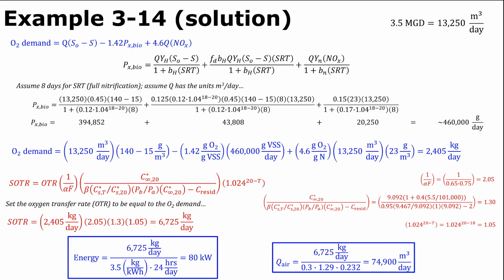All right, here you'll find the solution to example 3-14, showing the calculation of the oxygen demand based on the value of Px,bio, and then the calculation of SOTR based on the oxygen demand, and then finally the calculation of the energy requirements, 80 kilowatts, and the airflow rate, which came out to be 74,900 cubic meters per day.